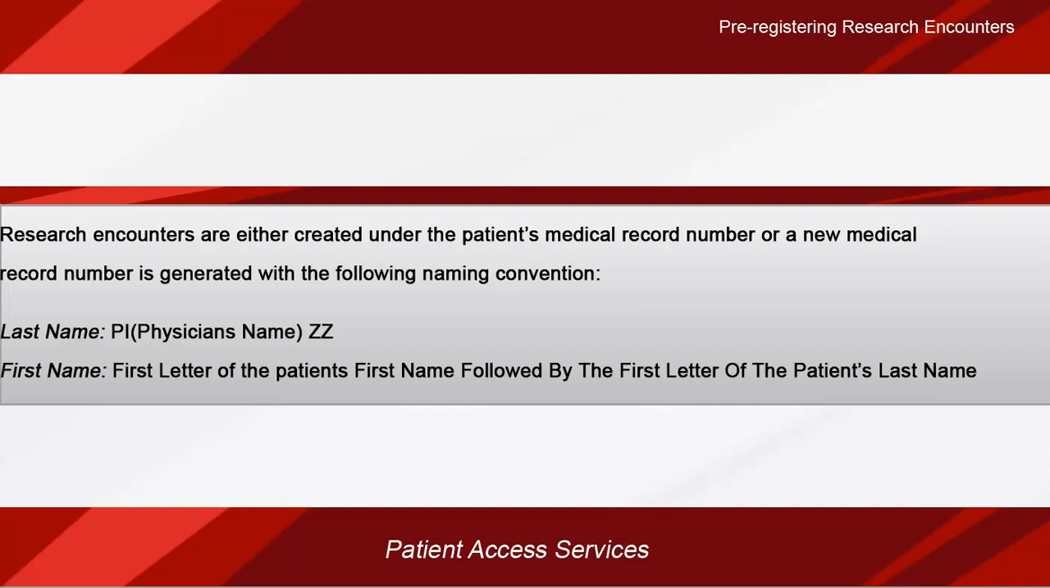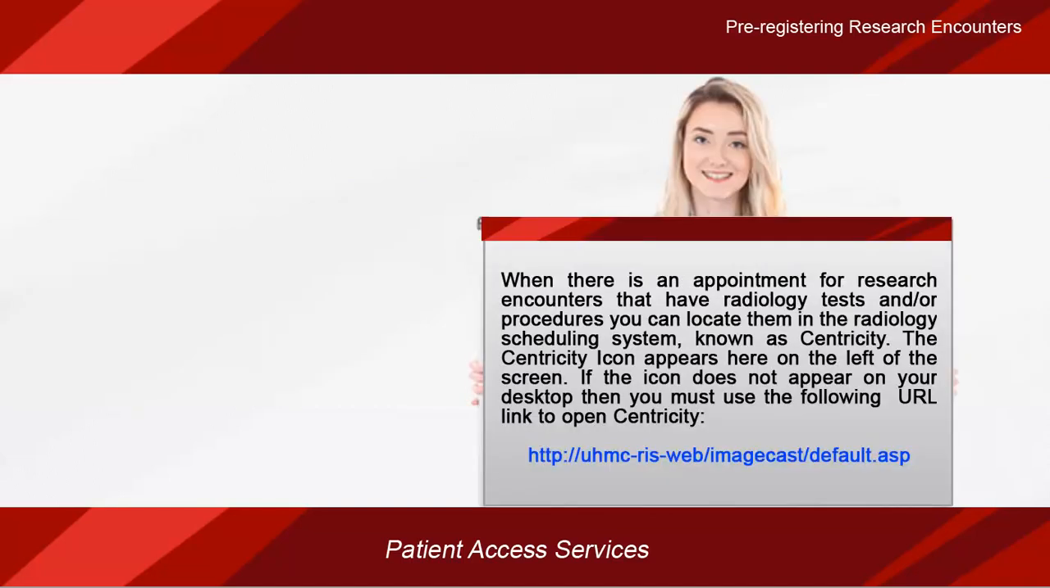Research encounters are either created under the patient's medical record number or a new medical record number is generated with the following naming convention. Last name, PI, which stands for Principal Investigator, followed by the physician's name, followed by a space and the letters ZZ. First name, the first letter of the patient's first name, followed by the first letter of the patient's last name.